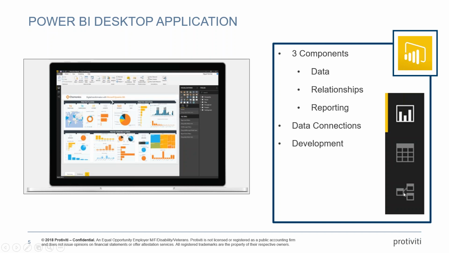The bottom one here is the relationships pane. The relationships pane is very similar to something you may have seen if you've used Power Pivot in the past. Use this pane to define relationships between data sets. You can also easily rename or hide columns from this view.